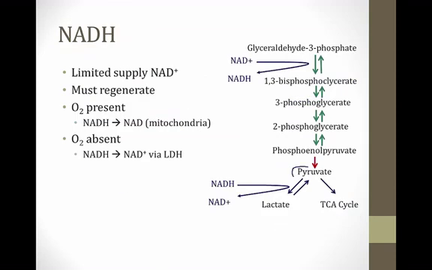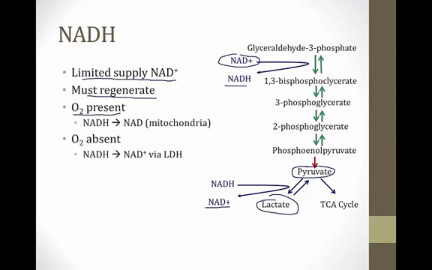Another important feature of this conversion of pyruvate to lactate is that it regenerates NAD+. Recall that we used the molecule of NAD+ in the first step of the priming stage of glycolysis. We converted it into NADH. It turns out that cells have a very limited supply of NAD+, so they need to regenerate this in order to continue conducting glycolysis, which is vital to the cell.